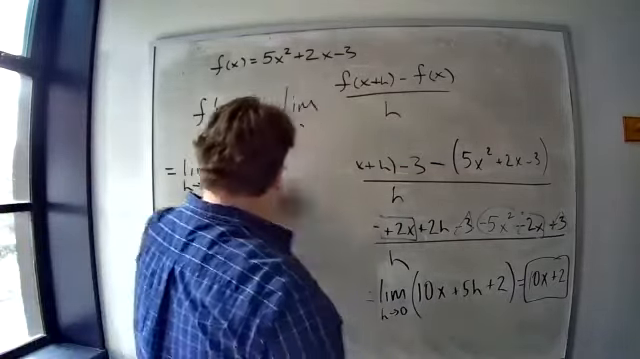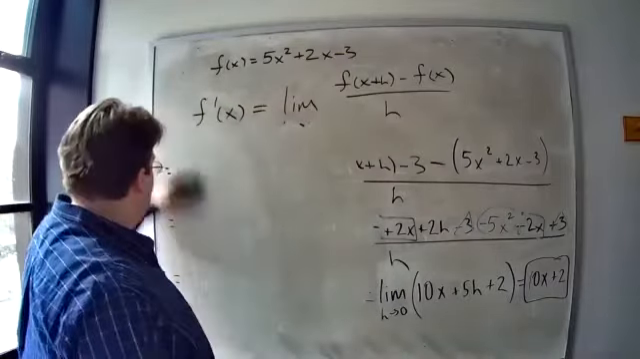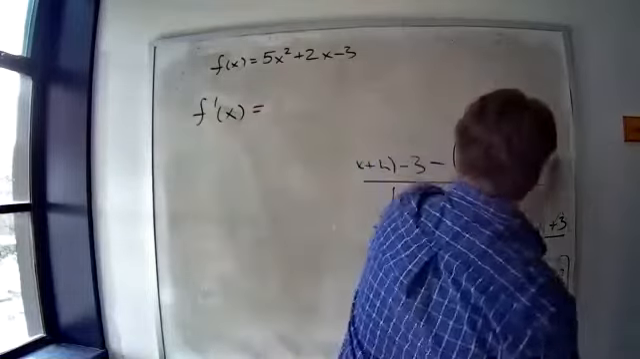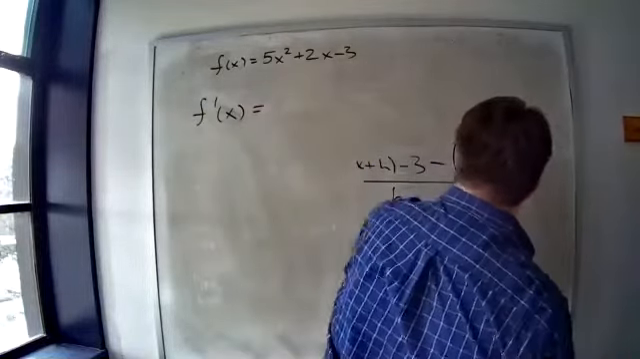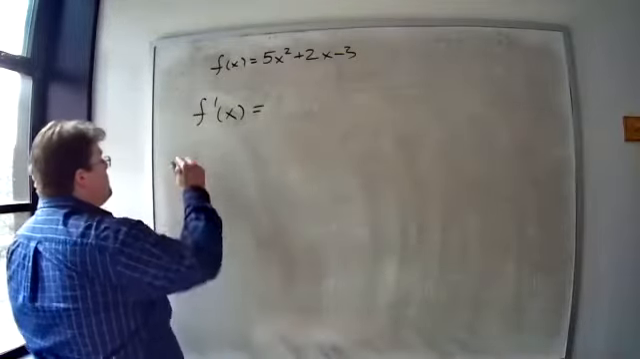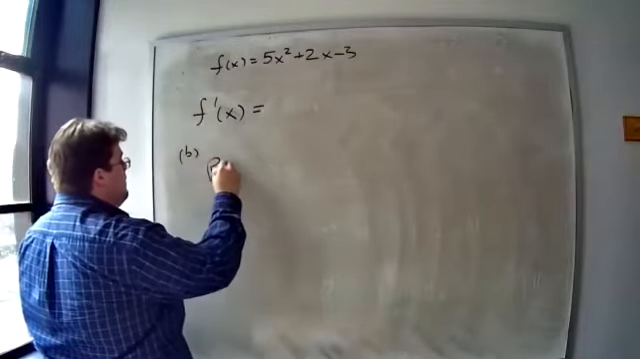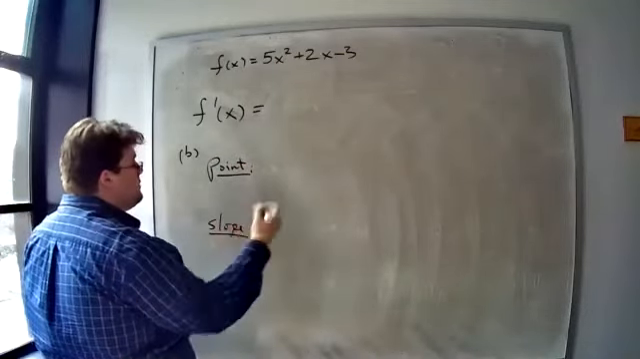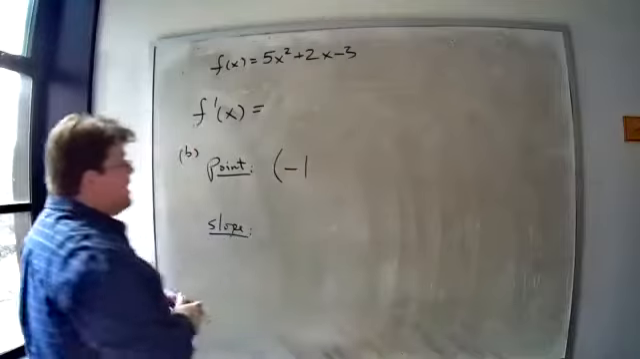Well, we need a tangent line. Well, we need a line. So we need a point and a slope. What is it? B. Point. Slope. What's the point? Well, x equals -1.